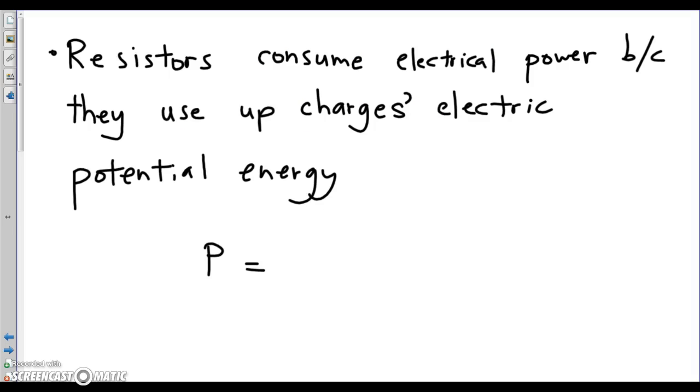Here's the new part. Resistors consume electrical power, and the reason is because they use up the charge's electric potential energy. Electric potential energy is lost as charges go across the resistor. That's what we just saw.